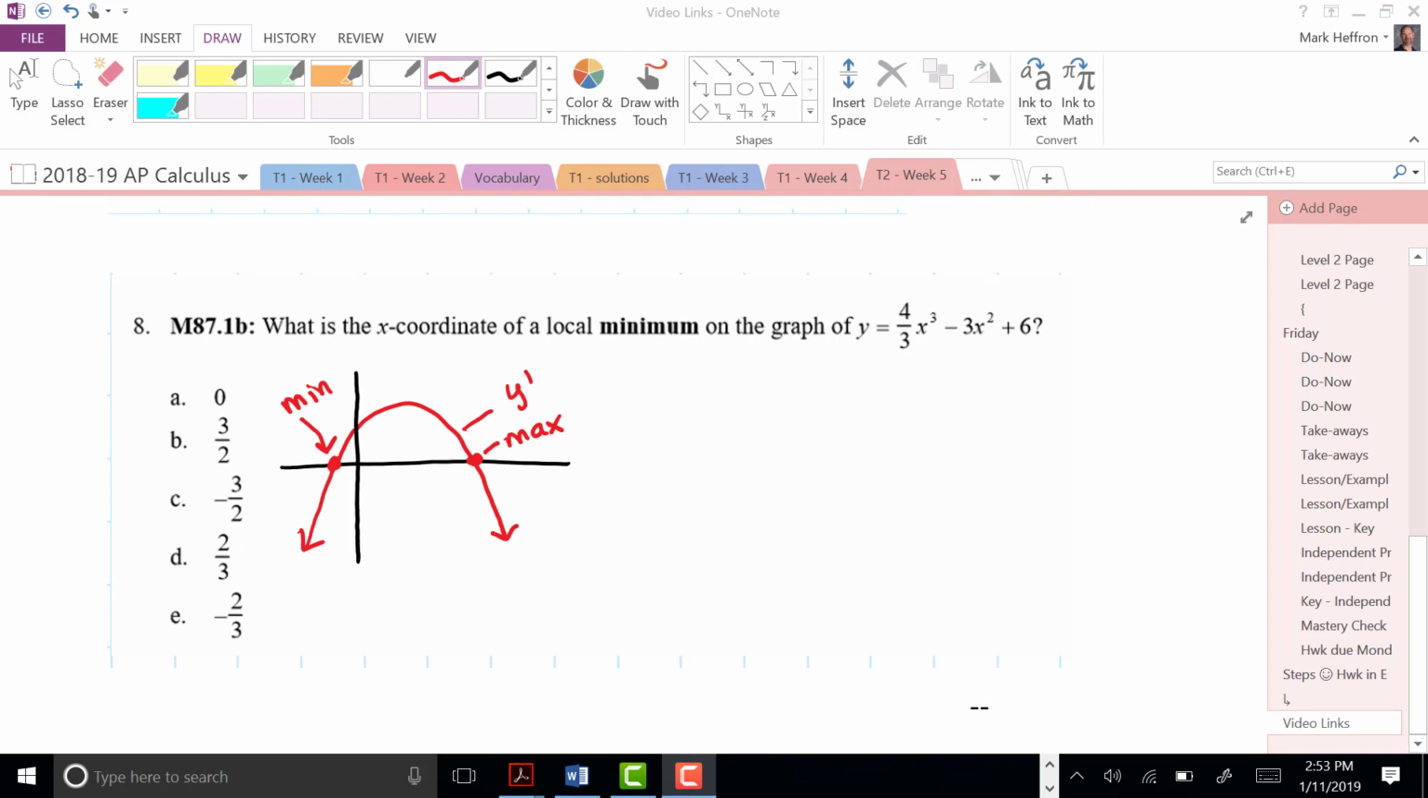If you knew what the derivative looked like, you could say that this is going to be a max and this is going to be a min because of how the derivative is changing sign. So that's how we start.